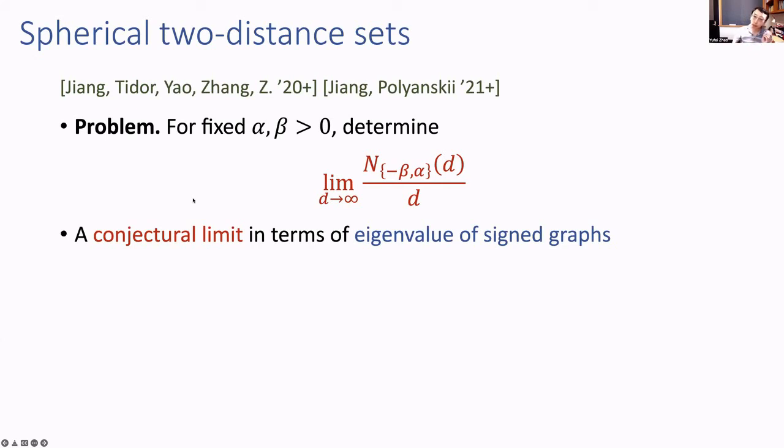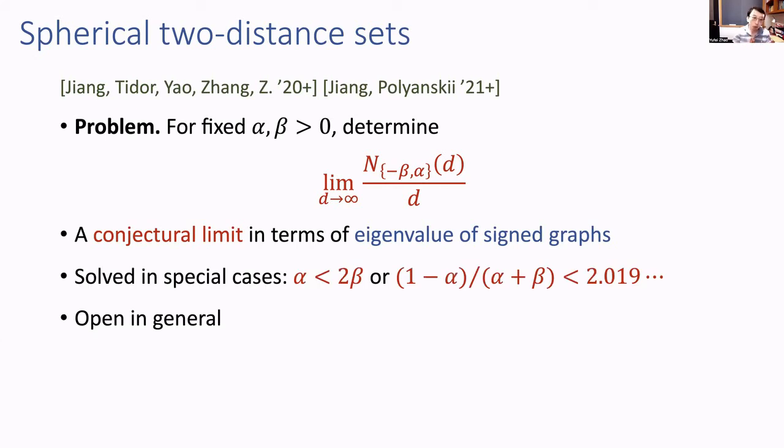So previously for equiangular lines, the answer was in terms of eigenvalues of simple graphs. And here, it turns out signed graphs play a key role. It's a little involved to say exactly what the conjecture is, so let me not do that, but just mention that we were able to solve the problem in some special cases. We were able to solve it in the case when alpha is strictly less than 2 beta, as well as, combining with a later development by Jiang and Polyanskii, solve the problem in this setting.